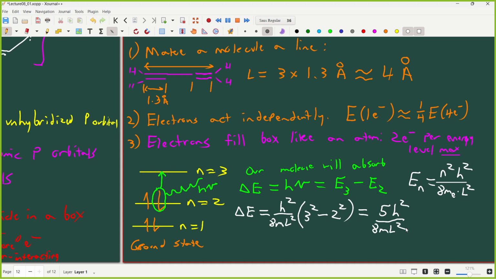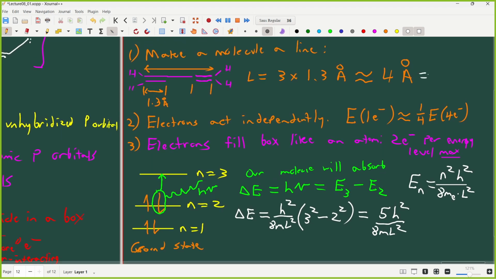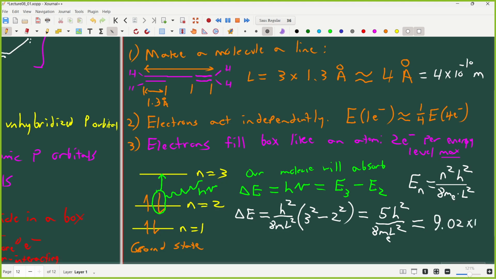So all we have to do now to calculate this energy is plug in our value for h, our value for the mass of the electron, and the length of the box, which is 4 angstroms. Just as a reminder, an angstrom is 10 to the minus 10 meters. And again, this is the mass of the electron, because we're thinking about an electron moving between different energy levels. When you calculate this number, I'm not going to work it out exactly, it's just plug and chug. It's 9.02 times 10 to the minus 19 joules.